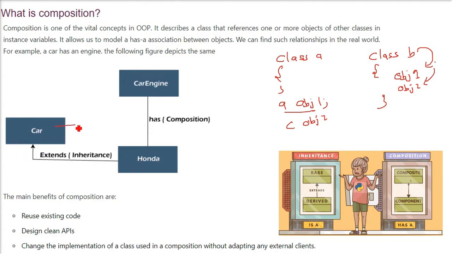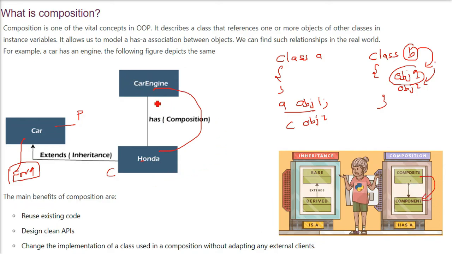See, inheritance is also important here, and composition is also important here, because when you are extending, a car can be Honda, a car can be Ford. So Honda is extending the car, or you can say Honda is derived from car. But a has-a relationship, or a composition relationship, is all about referring to the objects of another class and putting them inside your class as variable data members.